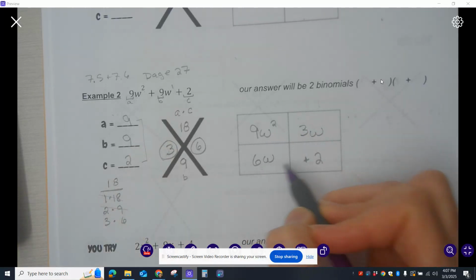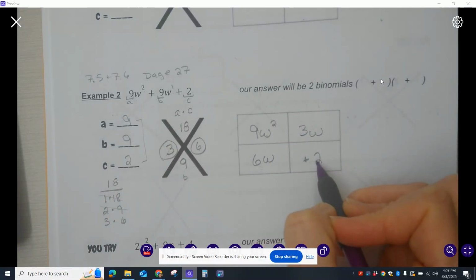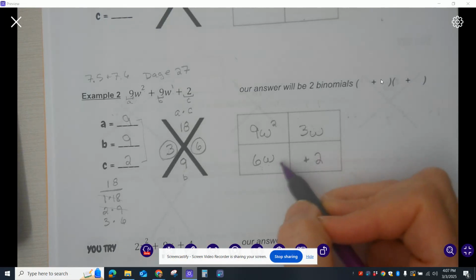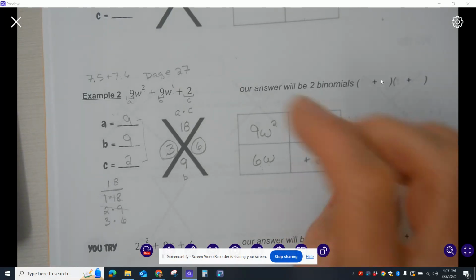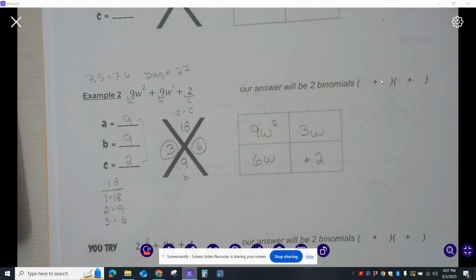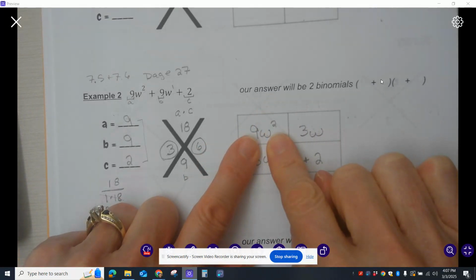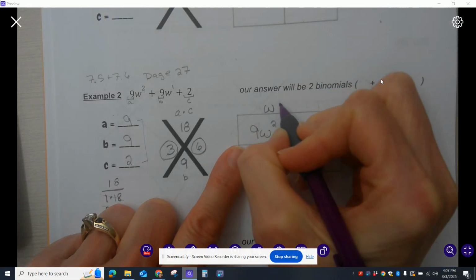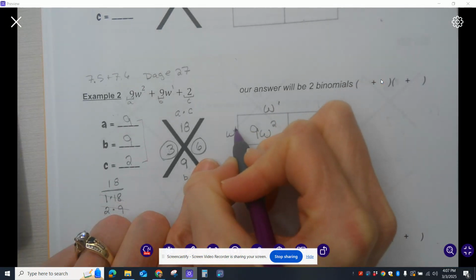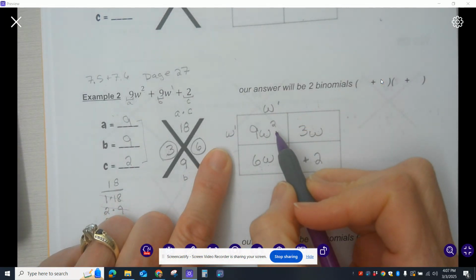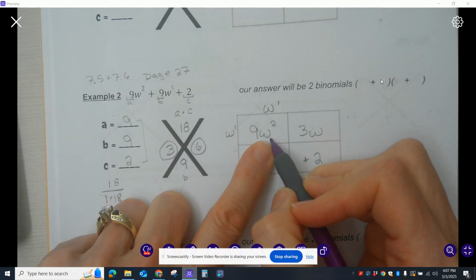So this is my problem. I just haven't combined those like terms yet. Now I need to find the outside. So I know I have to find 2 terms that when I multiply them I get 9W squared. So I know I'm going to need a W to the first power and a W to the first power. So that's going to get me my W to the second.